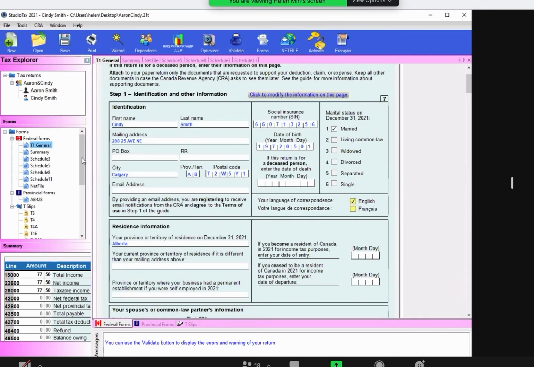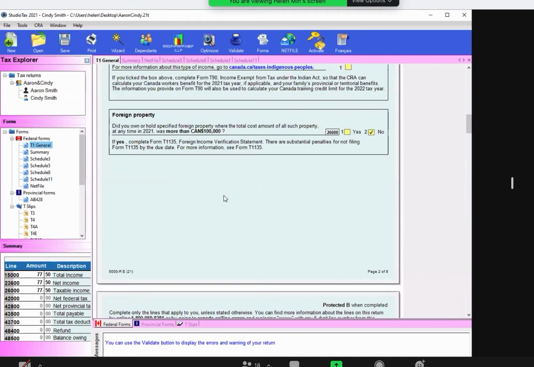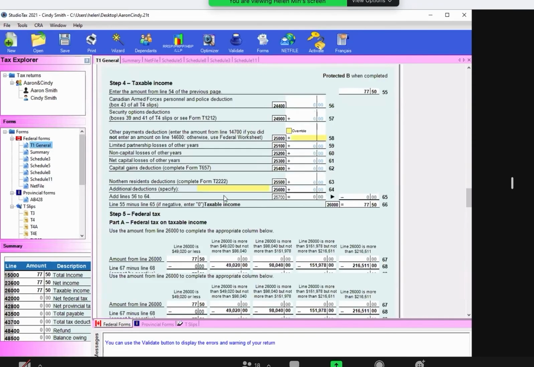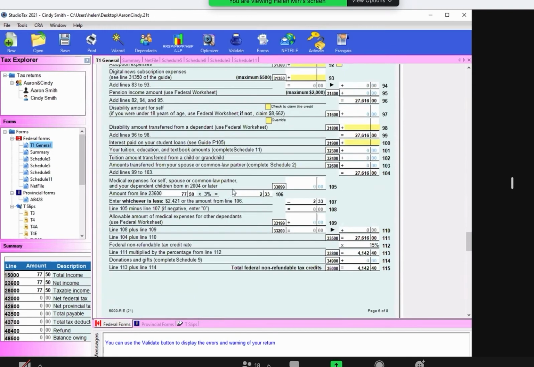The first thing is you go to your own T1, page 6. On page 6, there is line 101. Line 101 is your tuition and education amount. You should have something here at 101. Then you do the adjustment. What your adjustment is, first thing is schedule 11.